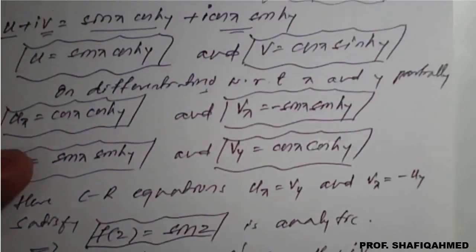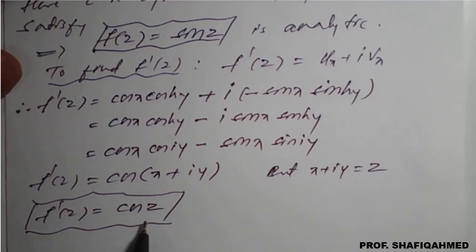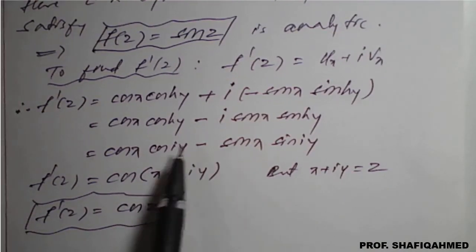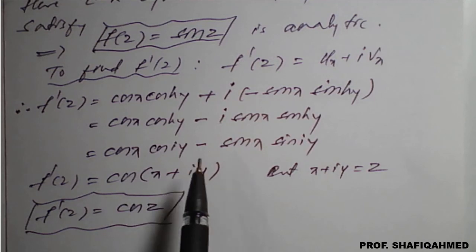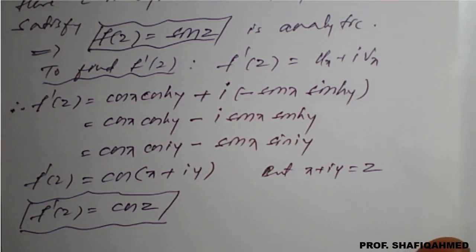In general, the differentiation of sin z is cos z, which we got here by using the partial derivatives under this analytic function. So in this way we need to find, check or test the analytic function, and we can go for its derivatives.